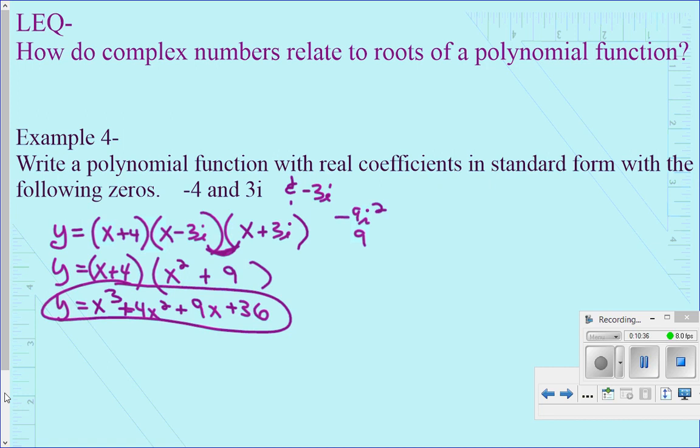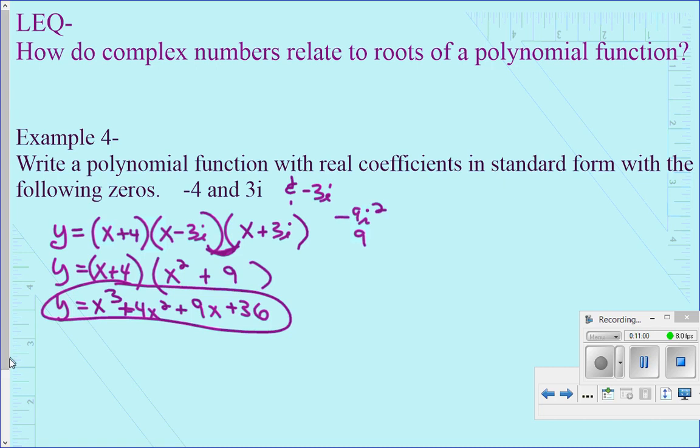Now, a couple things you want to think about when you get to what you think is your final answer. Two things. First of all, check the degree. It's cubic, it's degree 3. I should have started with 3 roots. So if I had 4 roots and I'm ending up with something that's cubic, I know I did something wrong. I should have the same number of roots as degree and vice versa.